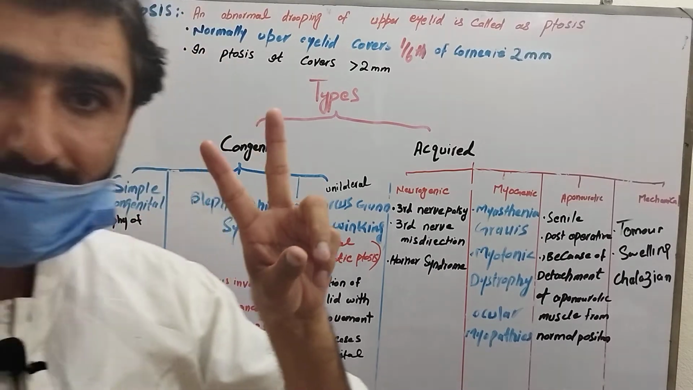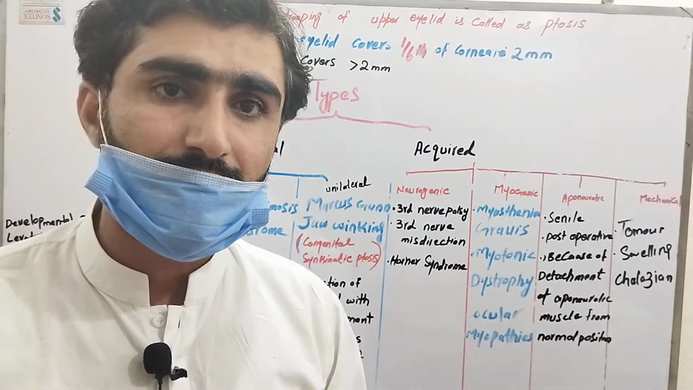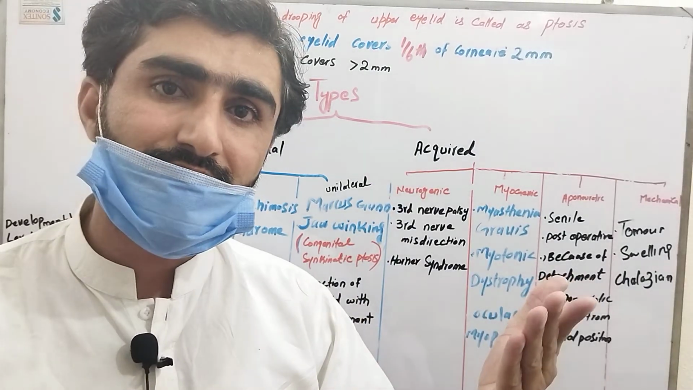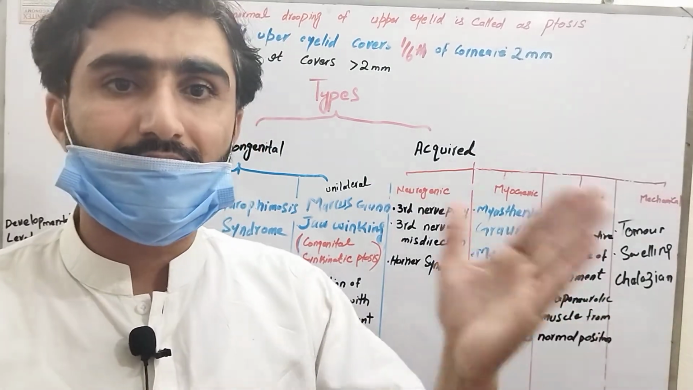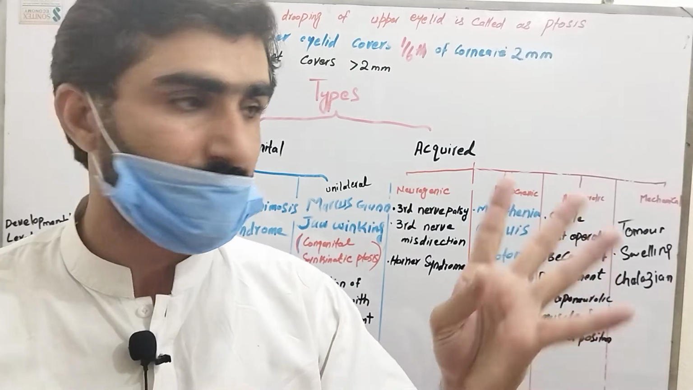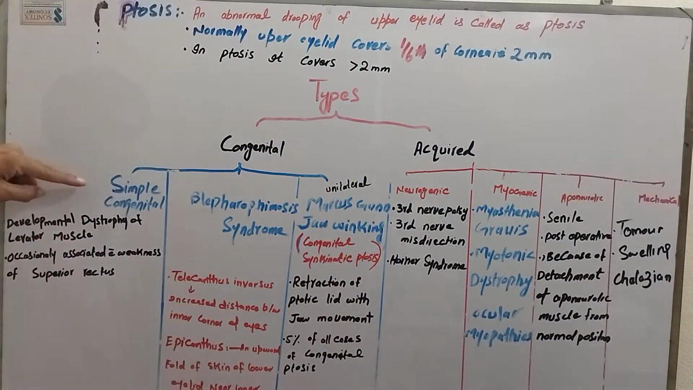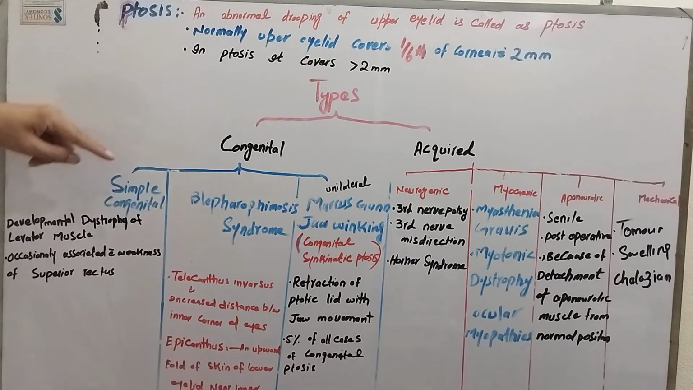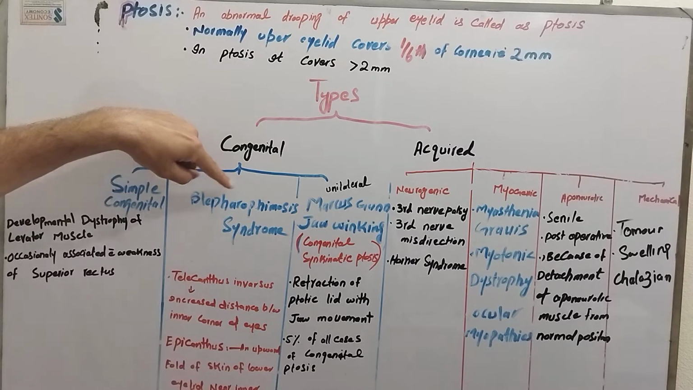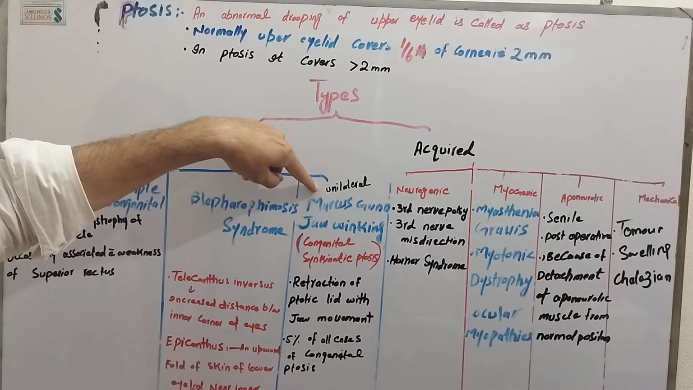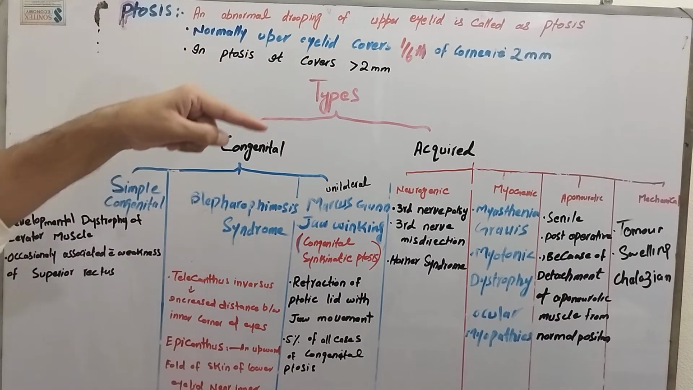Now we are going to explain the types of ptosis. Basically there are two types of ptosis, congenital and acquired. Now we will further divide congenital into 3 types and acquired into 4 types. The first is simple congenital, the second is blepharophimosis, and the third is Marcus Gunn jaw winking syndrome.